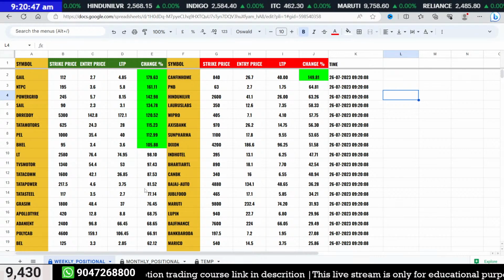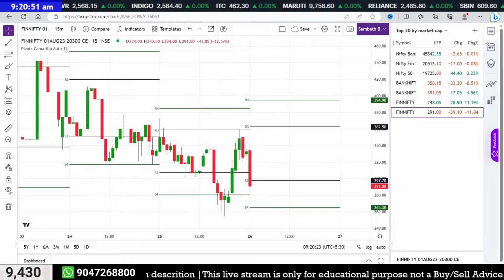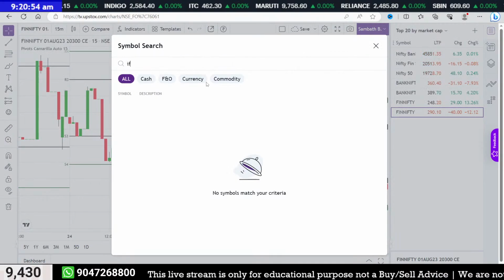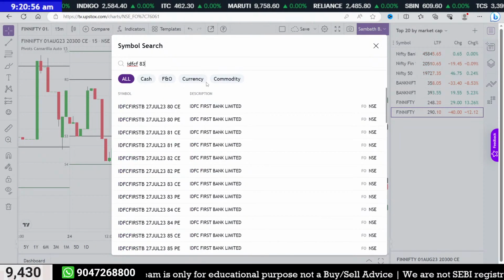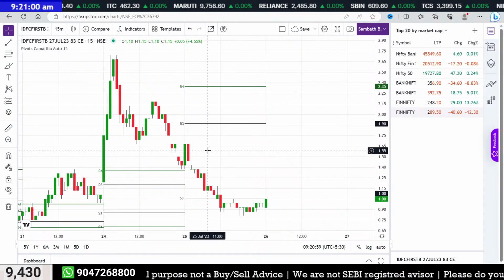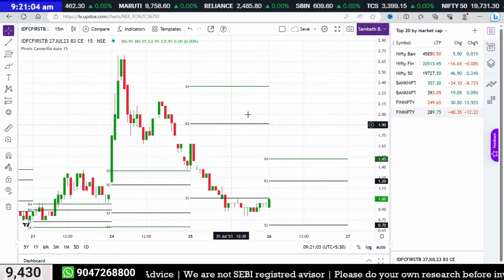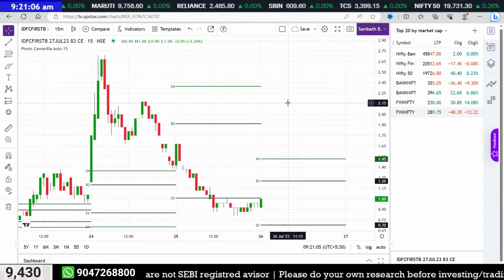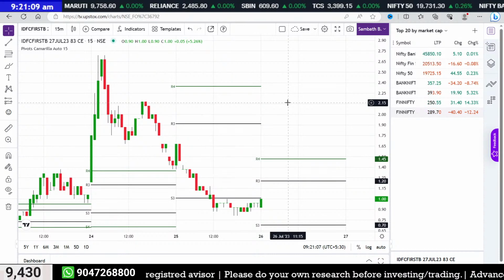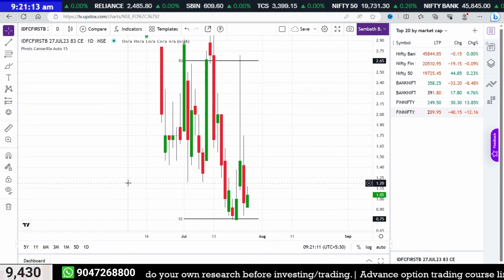Maybe you can exit quickly, even if you're getting a quick profit, you can exit from the trade. And what happened in the IDFC First Bank 83 call option after 2.7? Now it is trading near about 1 rupee. So, okay, here is our previous high of 2.7. There it started moving lower, and it is at the lowest level on the daily time frame.